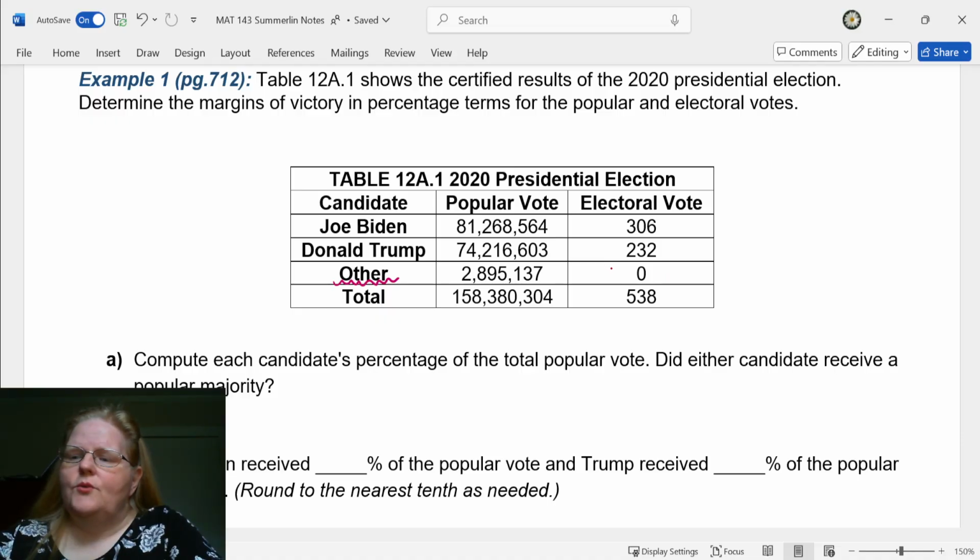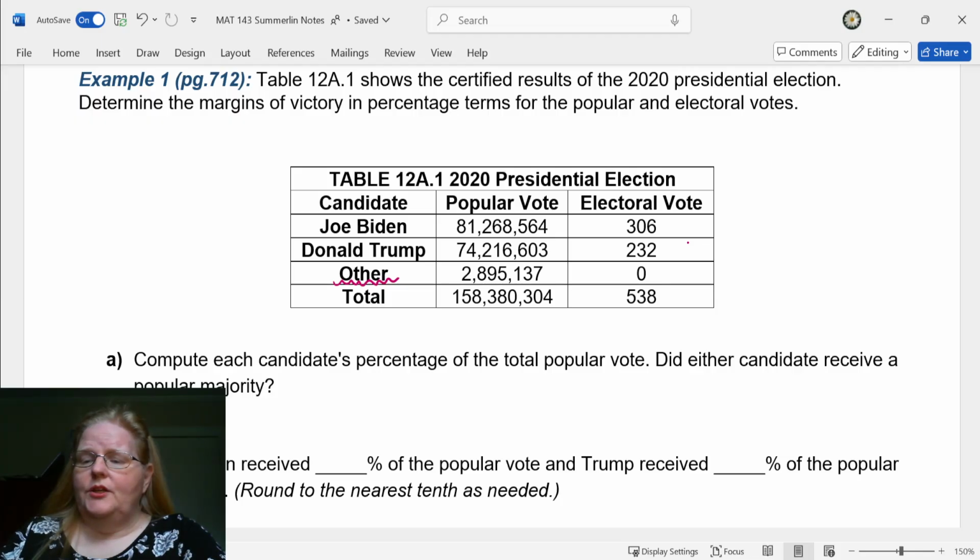But when it gets to the electoral, generally speaking, there is no other for the electoral. Generally speaking, you can't have an other because they're not going to get enough votes to have anything there. Nobody's going to vote for them in that electoral college. You're only going to have electoral votes for the major runners. So those are going to add up to the total. I mention this because it's going to matter when we start looking at our percentages.